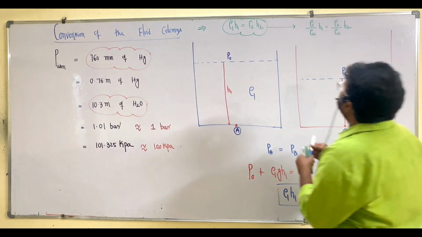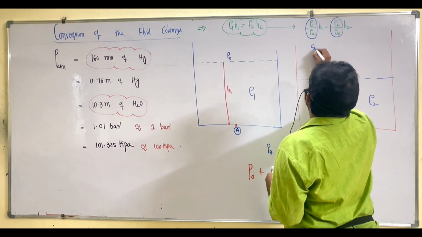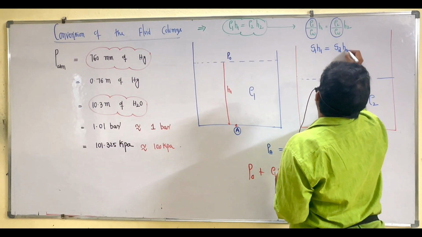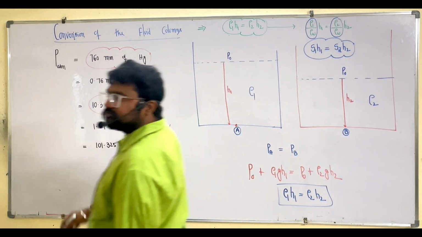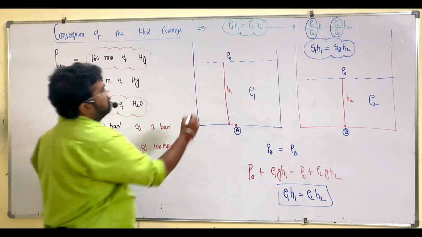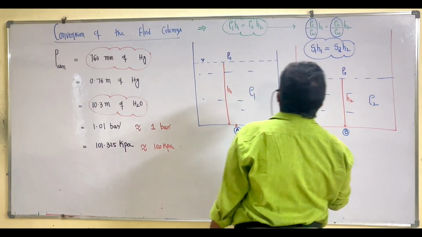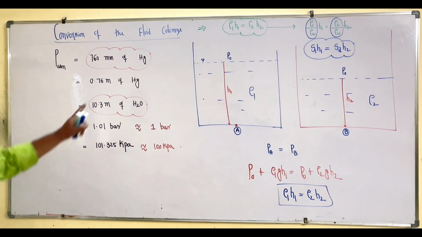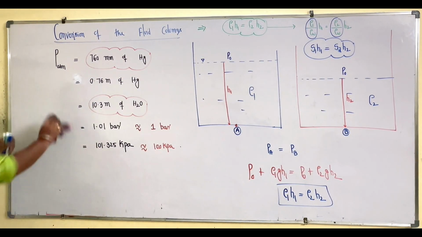How can we replace ρ1 by ρ water? As S1, right? S1 H1 equals how much? S2 H2. This is the way to convert one fluid column into another fluid column. This is the free surface. Clear? So that is conversion of the fluid columns. Now we need to learn how to find the pressure when it is given like this.